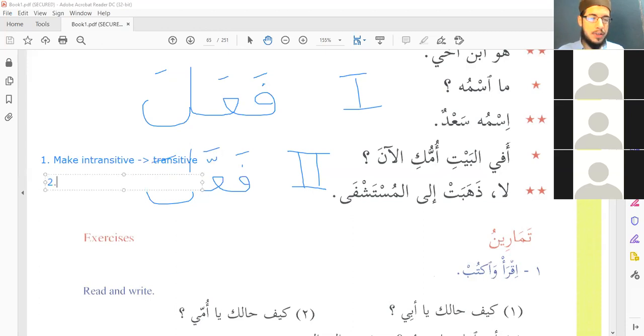The second has to do with intensity. So if we say kasara, which is to break, kassara, if we double the middle letter, means to shatter, right? Kadhiba in the Quran means to lie. Kadhdhaba means to deny, to reject constantly and consistently. And that's the third meaning, which kind of bleeds over into the second one, which is also repetition or frequency, we could say. Something that's done over and over and over again.